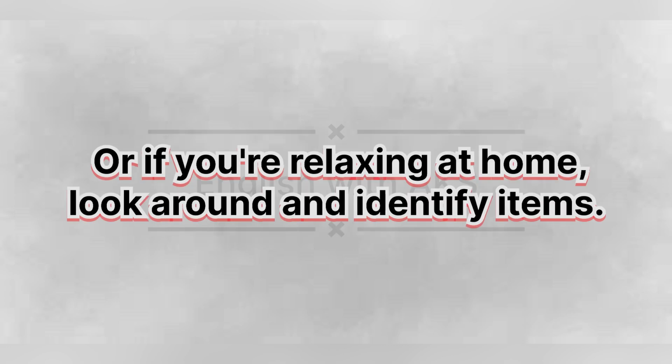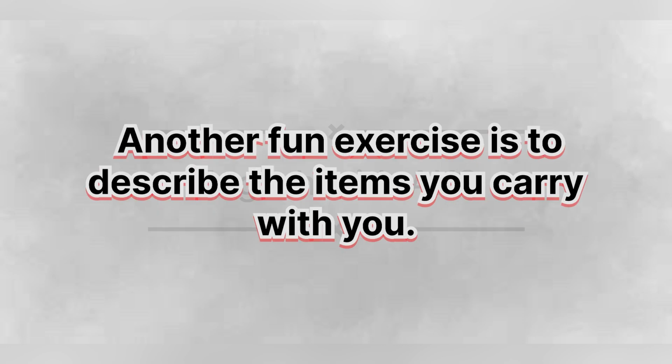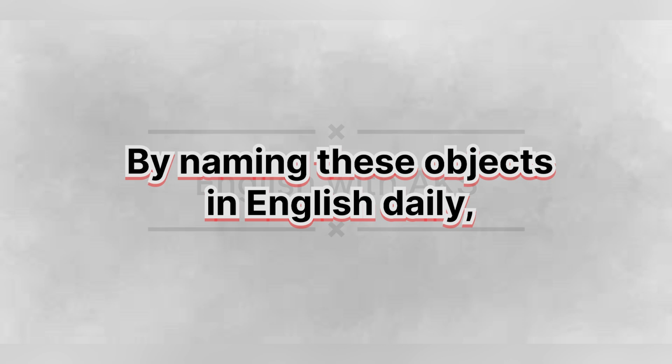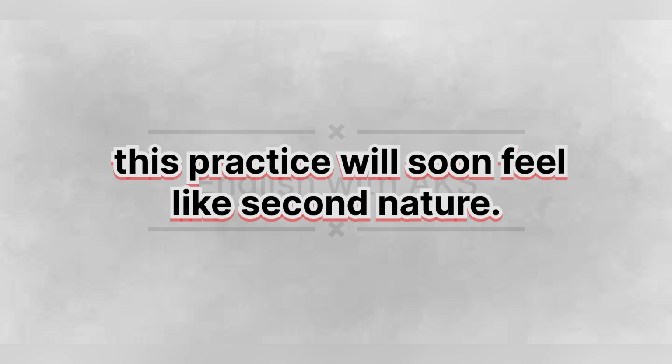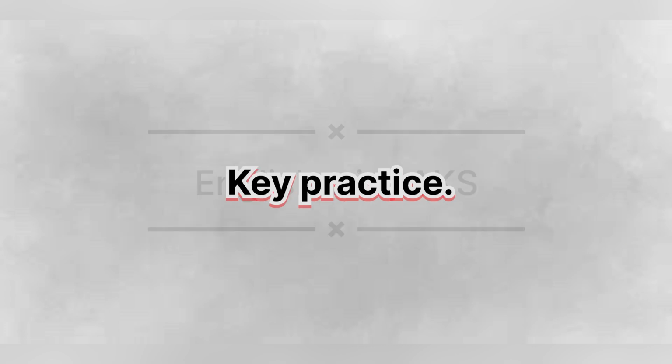Or, if you're relaxing at home, look around and identify items. Perhaps a table, chair, book, or laptop. Another fun exercise is to describe the items you carry with you. What's in your bag? Maybe you have a phone, keys, and a wallet. By naming these objects in English daily, this practice will soon feel like second nature. Over time, you'll notice how much faster and clearer your thoughts become in English.